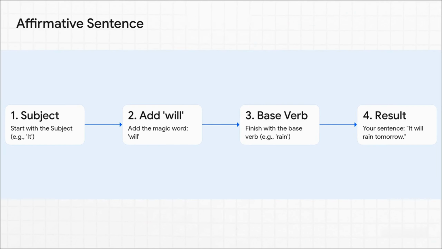So putting a sentence together is like following a super easy recipe. Seriously, you start with your subject, say it. Then you add that magic ingredient, will, and you finish it off with the base verb, like rain. Boom, you get it will rain tomorrow. How easy is that? Simple, clean, and gets the point across perfectly.